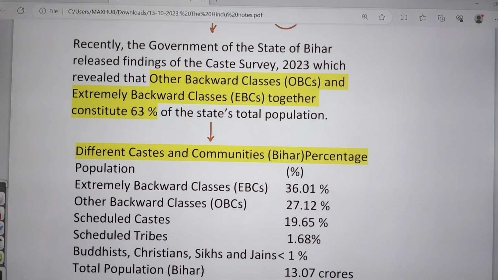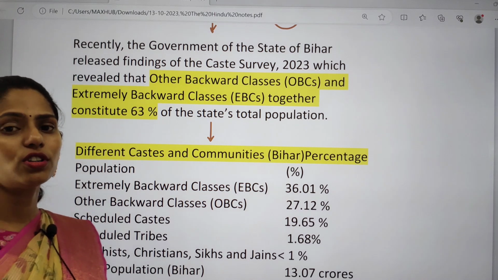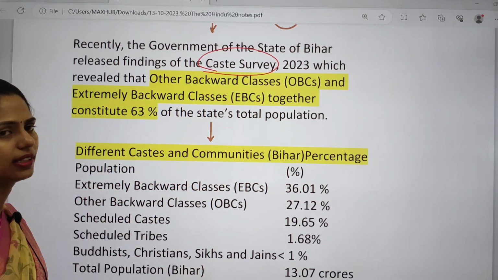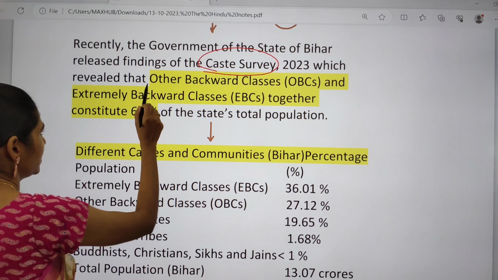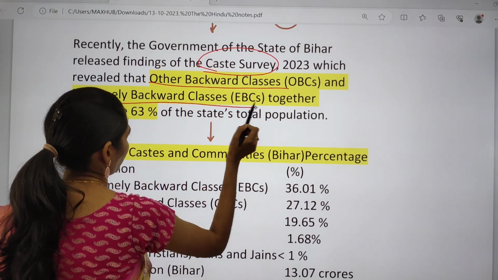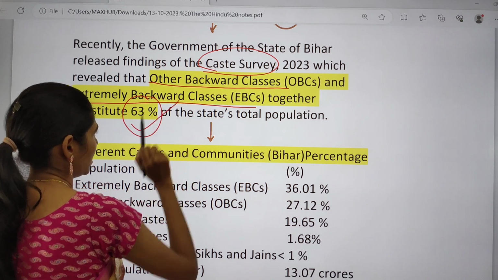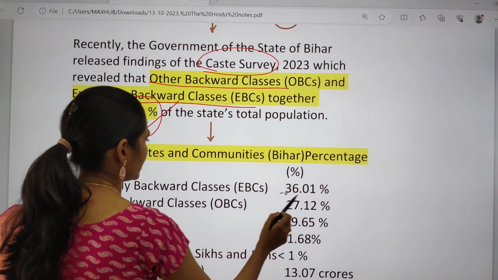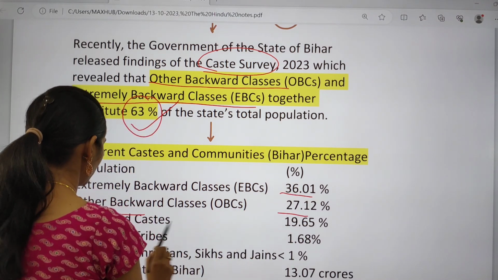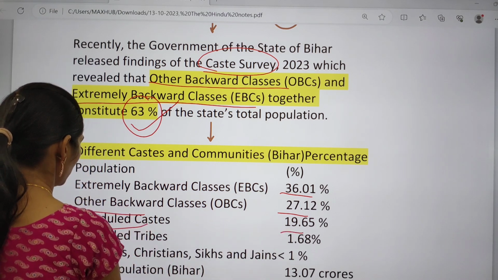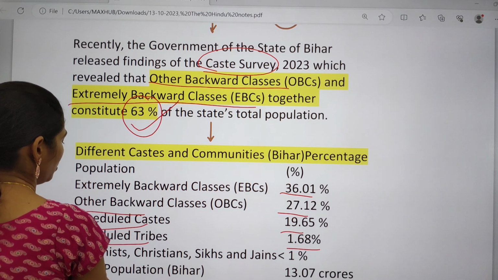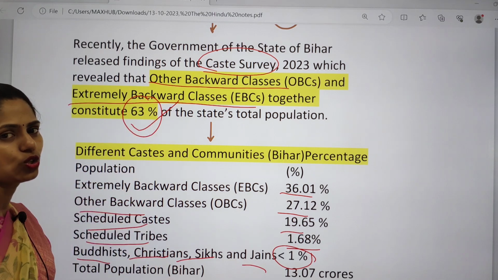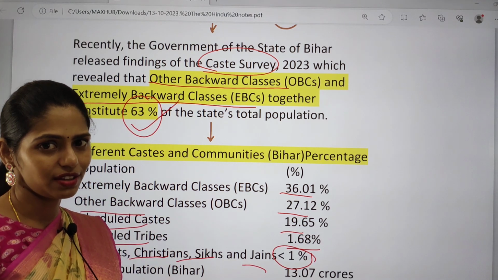So here recently the state government of Bihar came up with releasing of the data under this caste survey 2023, and it said that totally OBC, that is other backward classes and extremely backward classes, constitute around 63% of the state's total population. And if you see the data here, extremely backward classes 36%, OBC 27%, scheduled caste 19%, scheduled tribe 1.68%, Buddhist, Christian, Sikhs, Jains are less than 1%. So the total population of Bihar here is 13.07 crore.